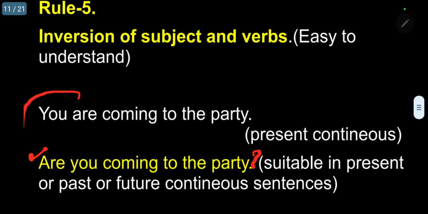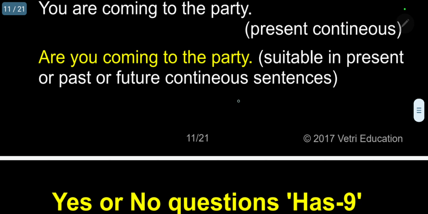Kindly follow. The interesting information here is, whenever you use "you," we have to reply "I." So only in the case of first person, singular and plural, the interchange will be I and you. In all other cases, we need not change. So suppose, are you coming to the party? Answer should be yes, I am coming to the party. Agree now? So this is suitable in present, past or future continuous sentences. Kindly follow.